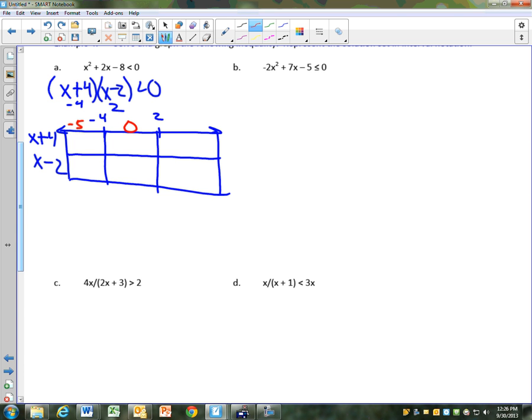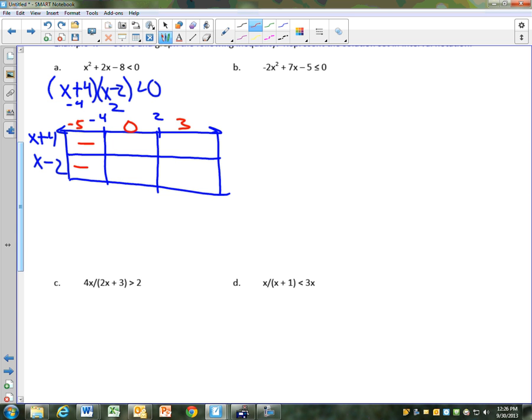How about to the right of 2? 3, 4. Somebody chose 508 a couple hours ago. That's fine. Whatever you want. So we plug in these values. Negative 5 plus 4. Is that a positive value or a negative value? Negative. And negative 5 minus 2? Negative.